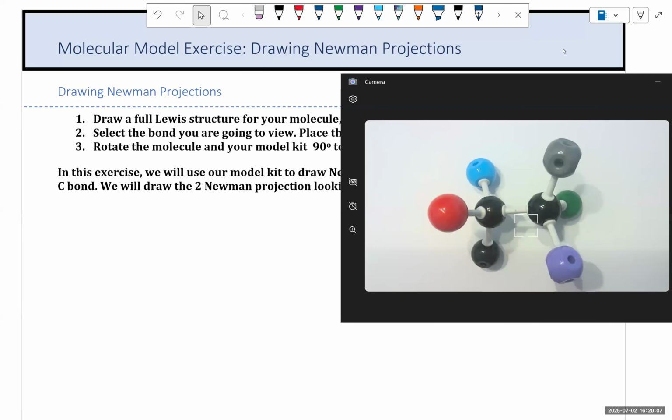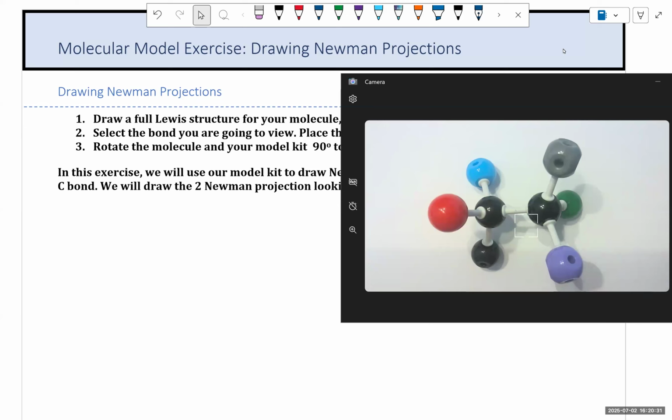So, as a supplement to the Chapter 3 lecture content, what we're going to be discussing today is the process of drawing Newman projections from a Dash-Wedge depiction of an organic molecule. So, let's start. I have my document camera pulled up and I have my model kit prepared and ready to go.